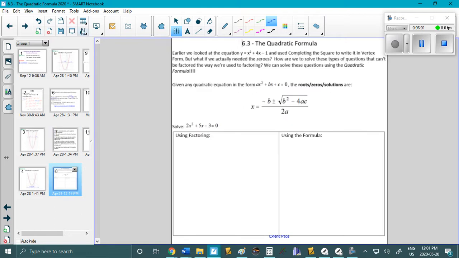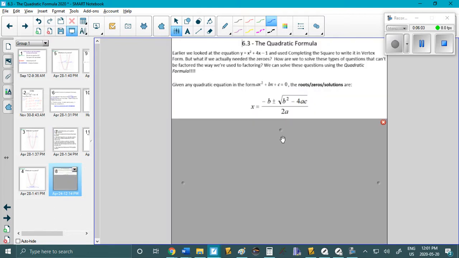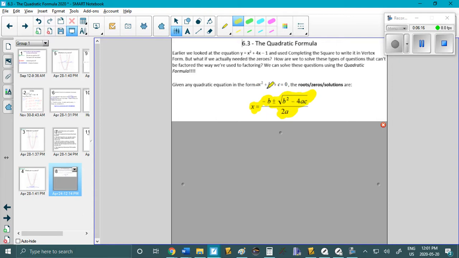Now let's look at the formula. So here it is, right here. I'm going to highlight it. x is equal to negative b plus or minus the square root of b squared minus 4ac, all over 2a. So it's important that you notice this division sign goes the whole way, so everything up top gets divided. Now the other thing you should notice is this plus minus sign here.